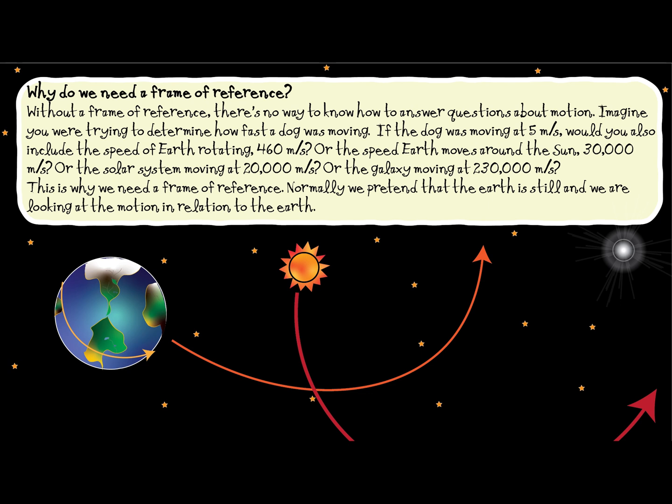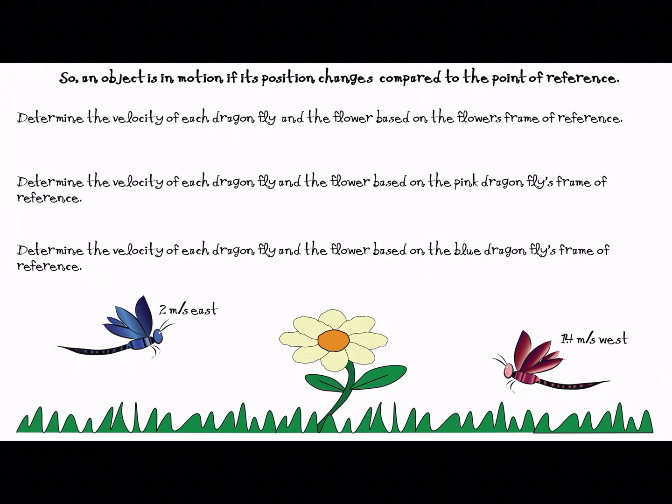Normally, we pretend that the Earth is still and we are looking at the motion in relation to the Earth. So an object is in motion if its position changes compared to the point of reference. So look at the dragonflies below. Determine the velocity of each dragonfly and the flower based on the flower's frame of reference.